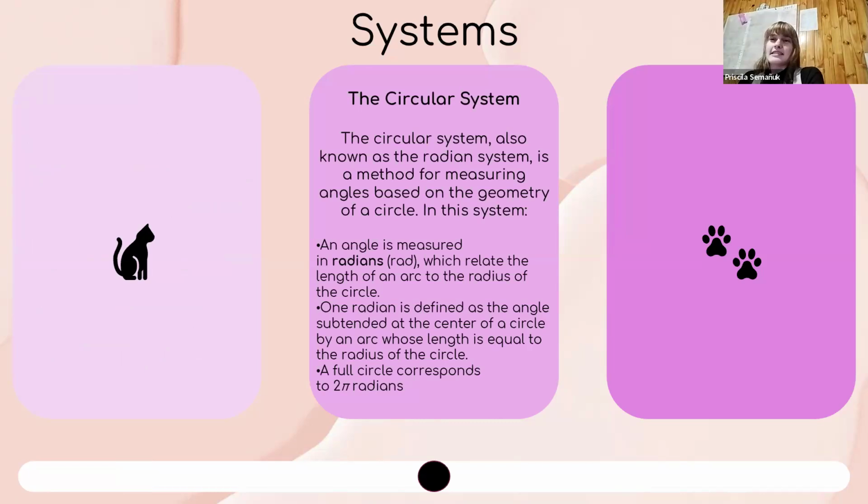Really, we use this system more when we study pendulums. We do not use this as a base for every day. For example, it's not like I can say an hour is 2 pi. We say an hour is 60 minutes. We use a sexagesimal system. So the circular system is more for calculation, math properly spoken.